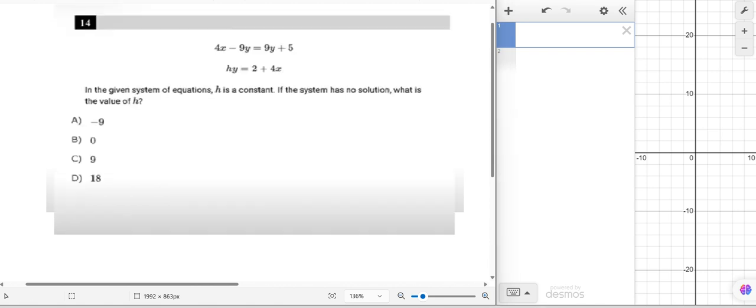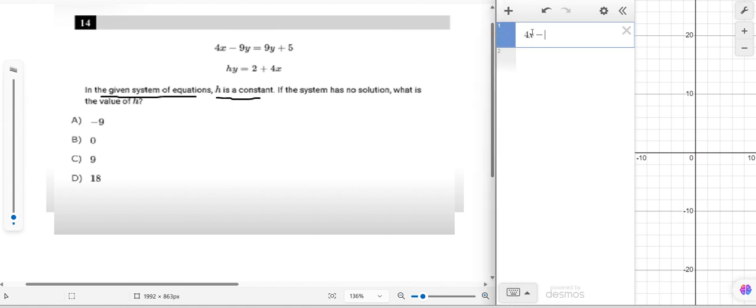So let's get to another question. This is another type of question, having solution and no solution, and this is also a very common question for the College Board. You have to expect this type of question in your upcoming digital SAT too. In this question, in the given system of equations, h is a constant, and if the system has no solution, what is the value of h? There are two ways of solving this question, but I will be teaching you the best way, which is obviously Desmos. So let's get started using Desmos.